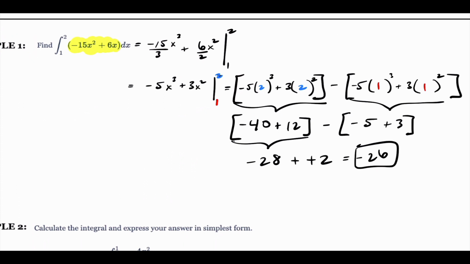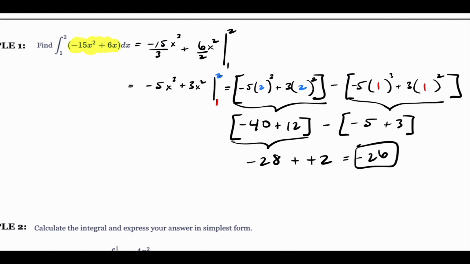So what does that tell me about the area? If I was to actually graph this guy, what does that tell me about the area? What do you know about the area? It's got to be below the x-axis because it's negative, right? It has to be below the x-axis, otherwise it would be positive.